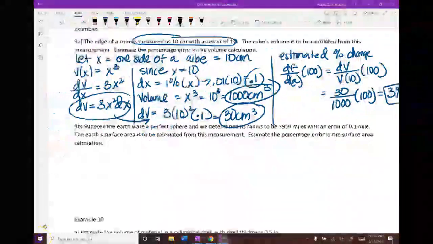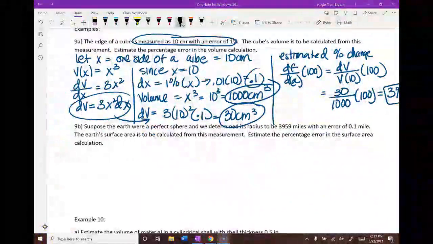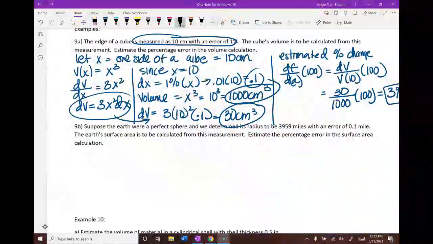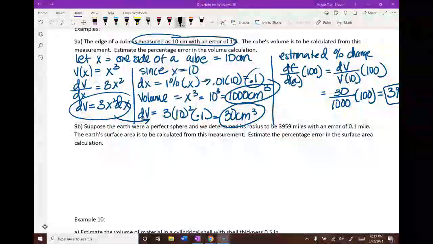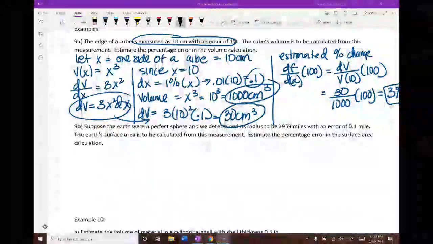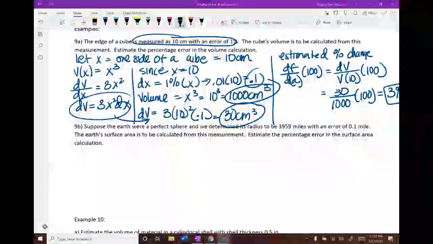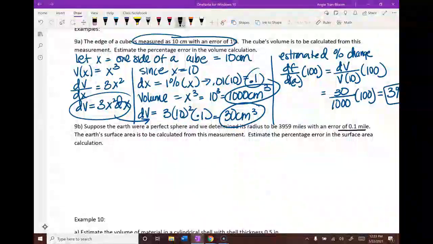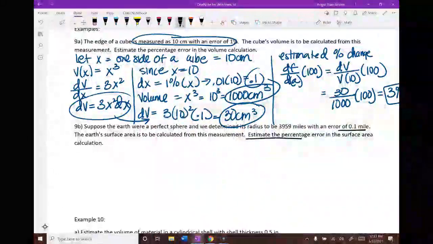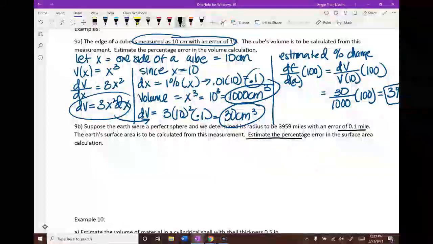All right, B said, suppose the Earth were a perfect sphere and we determined its radius to be 3,959 miles, so 3,959 miles, with an error of 0.1 of a mile. The Earth's surface area is to be calculated from this measurement. Estimate the percentage error in the surface area calculation.